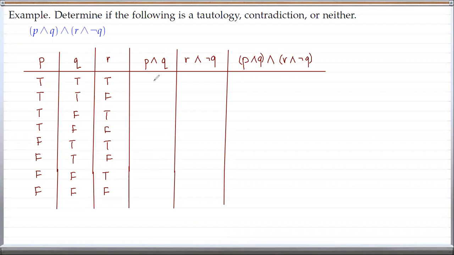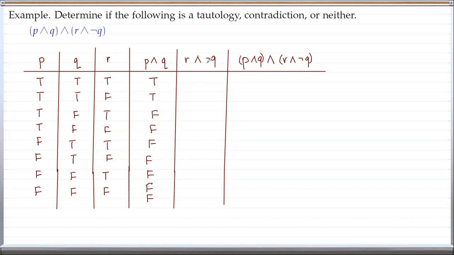True and true is true, true and true is true for the second row also. True and false is false, true and false is false. False and true is false, false and true is false, false and false is false, false and false is false.